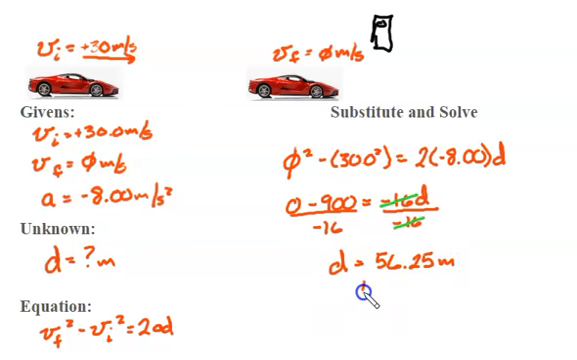That's a calculator answer, but if I want to significant figure it, I see that this number has 3 sig figs and this number has 3 sig figs. So my answer is going to have 3 sig figs. And so I can go 56.3, or depending on your rounding rules, 56.2, and be sure to include the unit, meters.